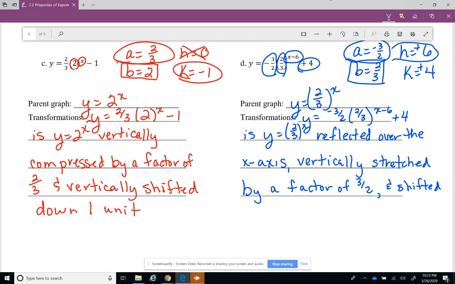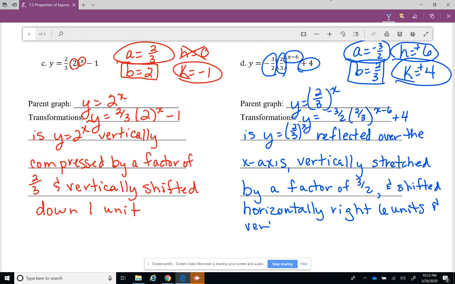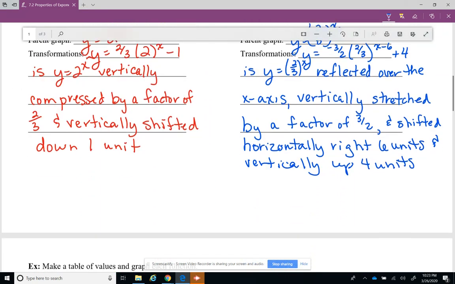Okay, let's do the H first. That's our left and right, so it's going to be horizontal. So shifted horizontally right 6 units. I'm going to say right 6 units instead, I just like how it sounds better. And we're going to go up 4 units, and vertically, up 4 units. All right, so we looked at 4 different exponential functions and we described them.